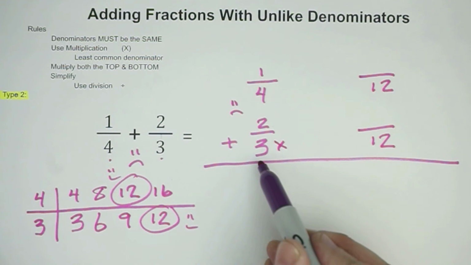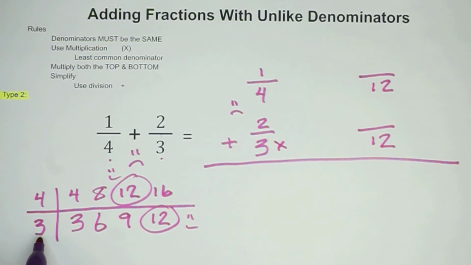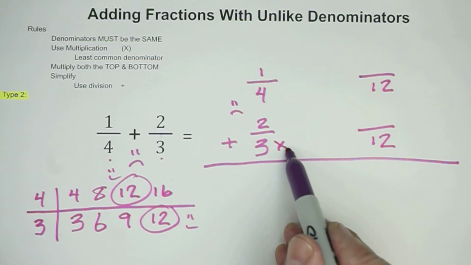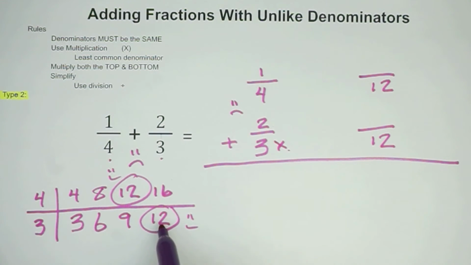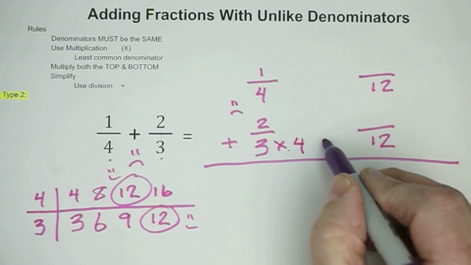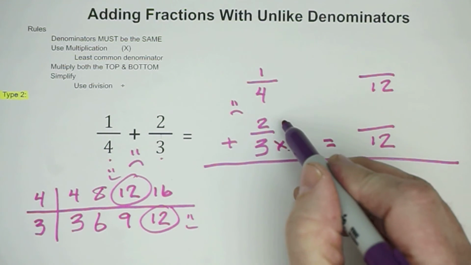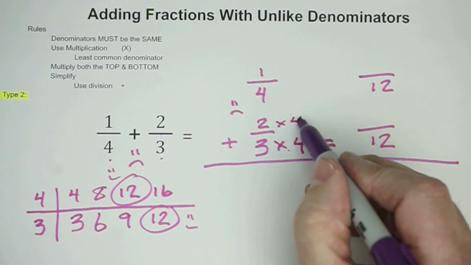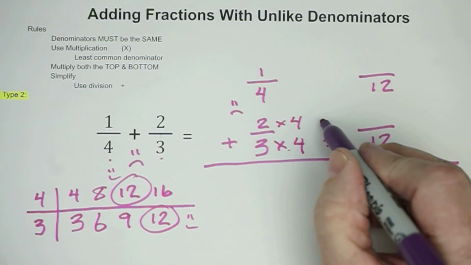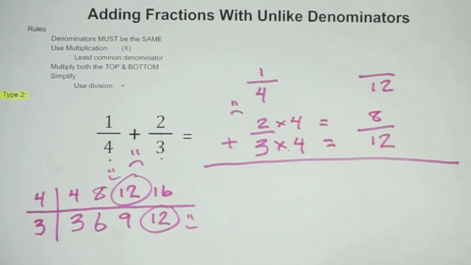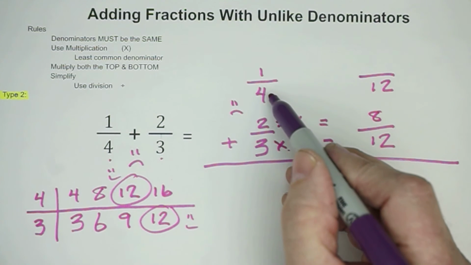I'm just going to start with the thirds here. So how did I turn the 3 into 12s? Well, we multiplied, right? And it was 1, 2, 3, 4, which means that whatever we do on the bottom, we're going to do on the top. 2 times 4 would be equal to 8. Okay, let's go to the fourths.